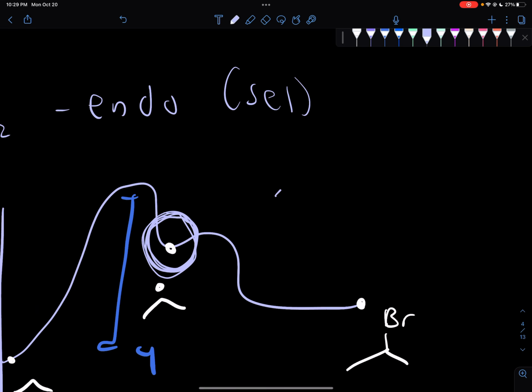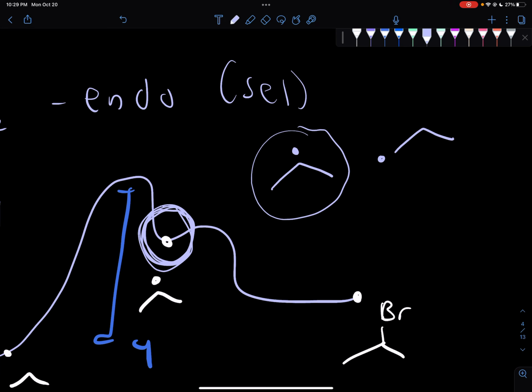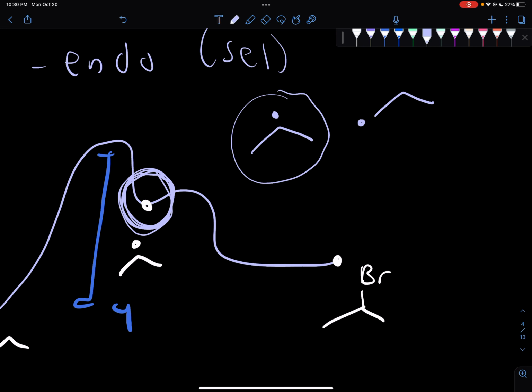So, for this propane, you have two options. You can either form a secondary or primary. Secondary is more stable, so it's more favorable if you form the more stable one. And if you form the more favorable one as a radical, that means your bromine will attach in that more favorable position. That's why all of this occurs.